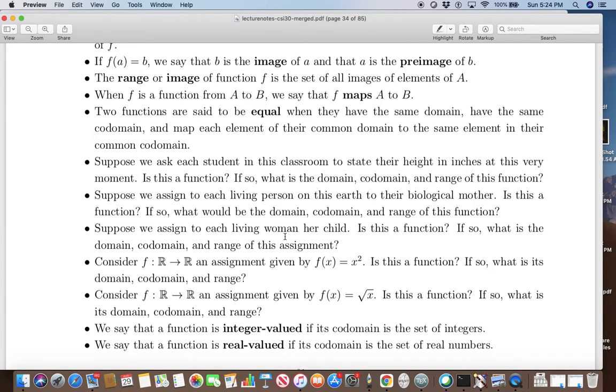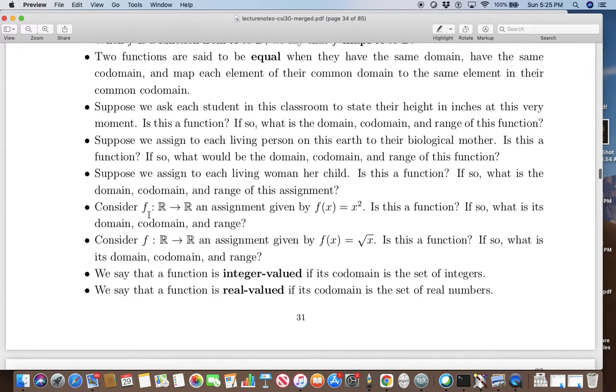Now, suppose we assign to each living woman her child. Is this a function? No, it is not a function. A woman can have more than one biological child. That means you don't have a unique child. So this is not a function.